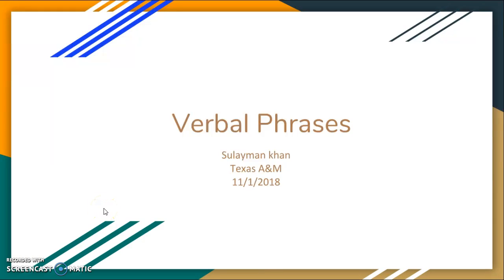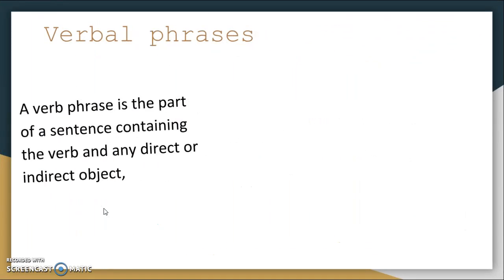Hello, this is a presentation on verbal phrases. A verb phrase is a part of a sentence containing the verb and any direct or indirect object.